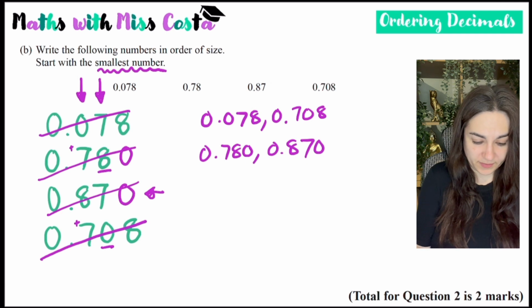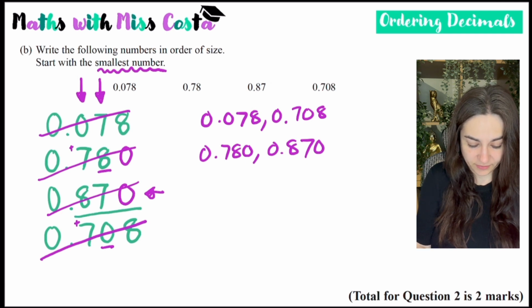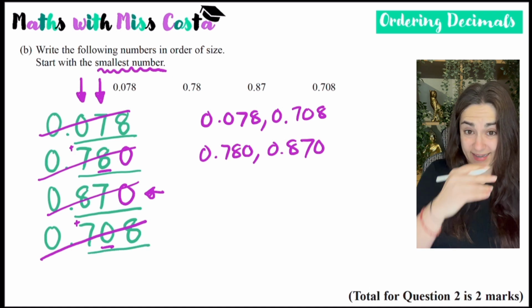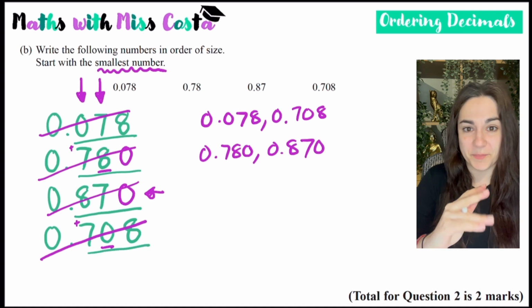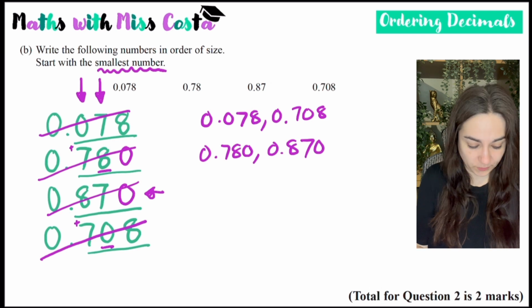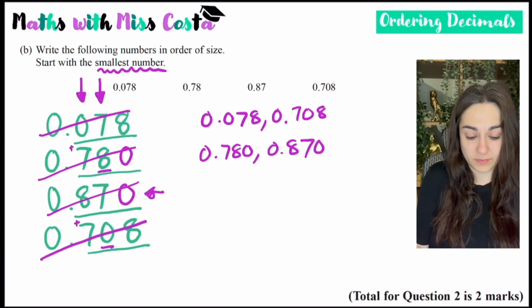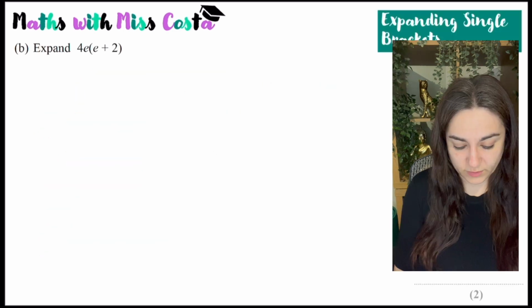Now, you might have noticed that you could have just said, okay, 870, that's 78, that's 780, and that's 708. And you could have ordered it that way, but either of those ways works. The quickest thing to do is to just add a 0.